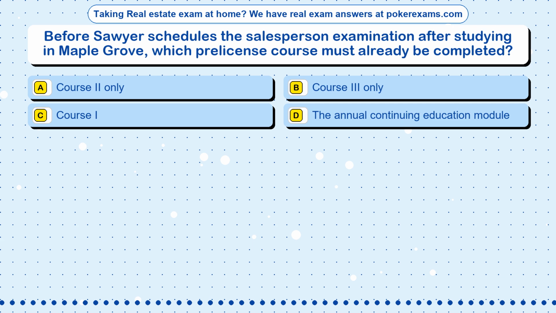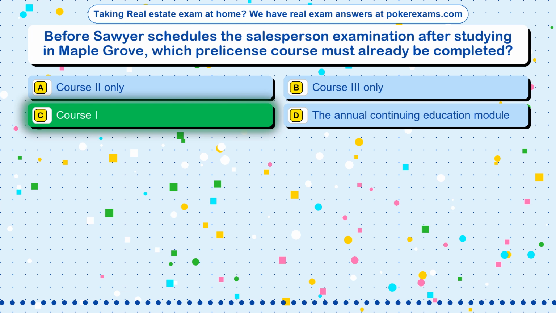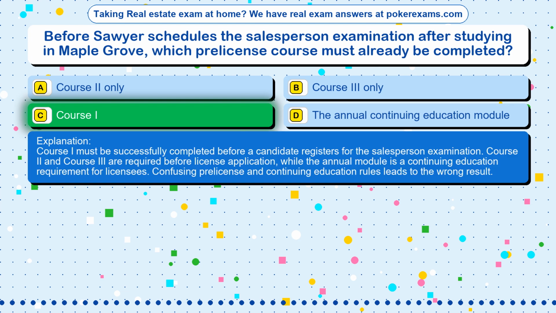The correct answer is option C. Course I. Course I must be successfully completed before a candidate registers for the salesperson examination. Course 2 and Course 3 are required before license application, while the annual module is a continuing education requirement for licensees. Confusing pre-license and continuing education rules leads to the wrong result.